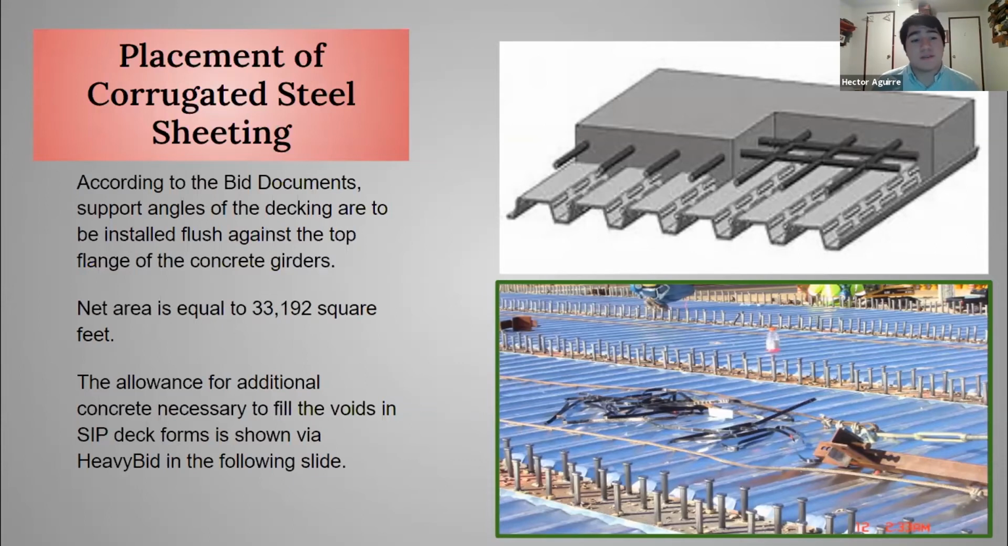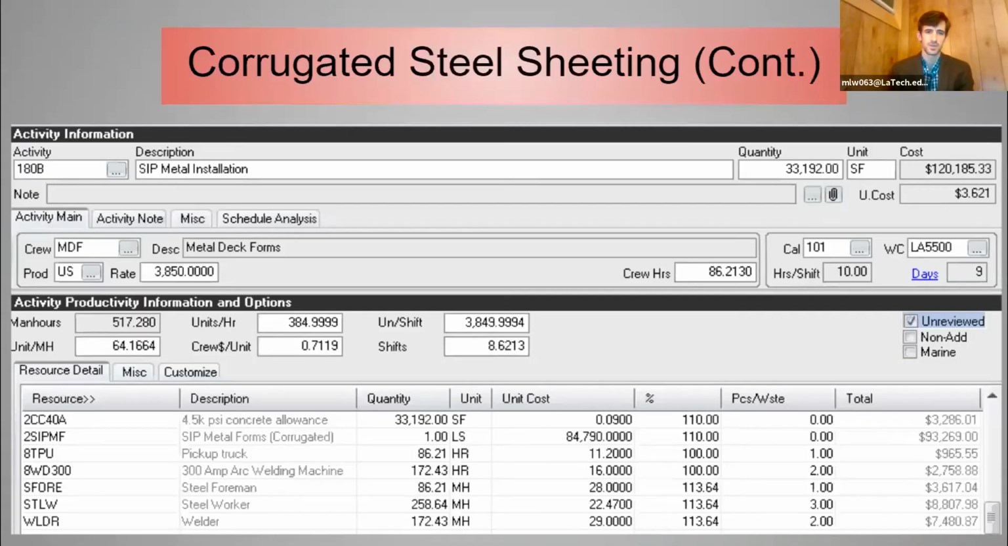The allowance for additional concrete necessary to fill the voids in the set in place deck forms is shown via the heavy bid in the following slide. And as he just mentioned, this is the heavy bid activity for the corrugated steel sheeting. It includes the 4,500 PSI concrete allowance at 9 cents a square foot, and also includes the SIP metal forms and equipment and labor associated with the task.